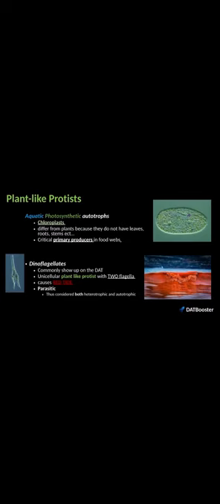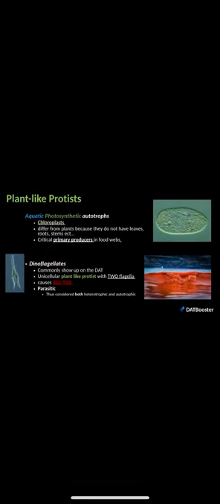A common example of a plant-like protist is a dinoflagellate. So these commonly show up on the DAT. They're unicellular plant-like protists. So they have two flagella. That's what gives them that di, meaning two, dinoflagellate. That's their name. They cause red tide. Over here is a picture of red tide.